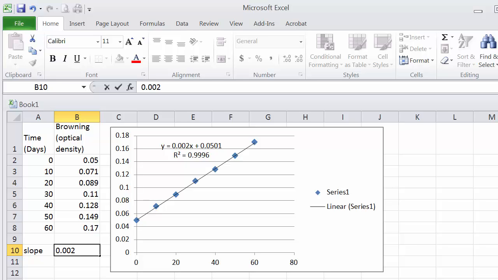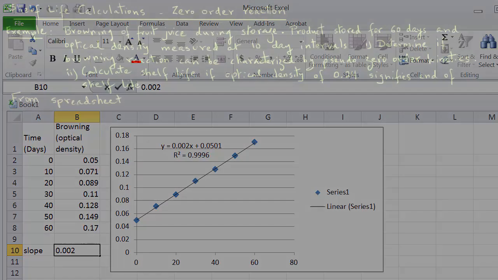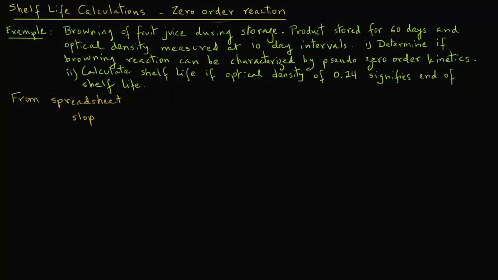That slope is 0.002. Now we'll go back to our original screen, and we note that from the spreadsheet we obtained a slope of 0.002 units of optical density per day, and that gives us the rate constant, the zero order rate constant, as 0.002.